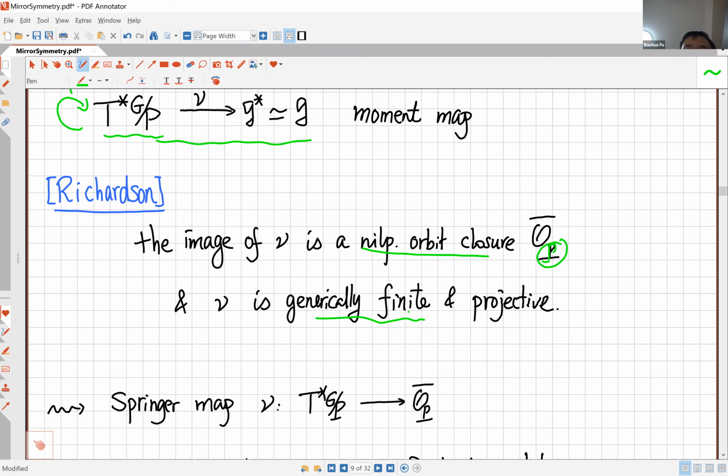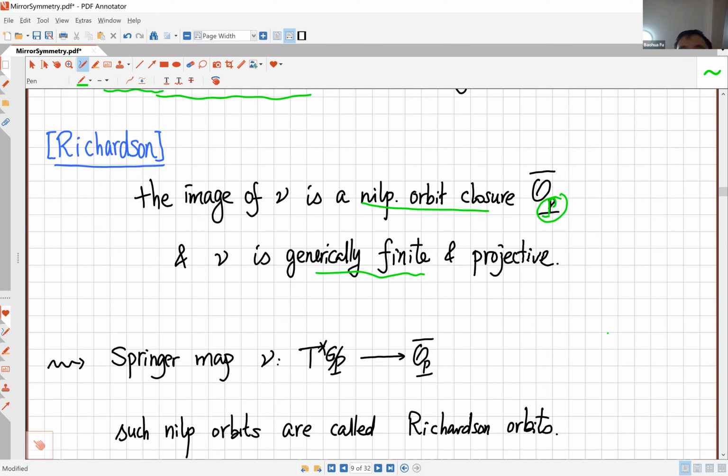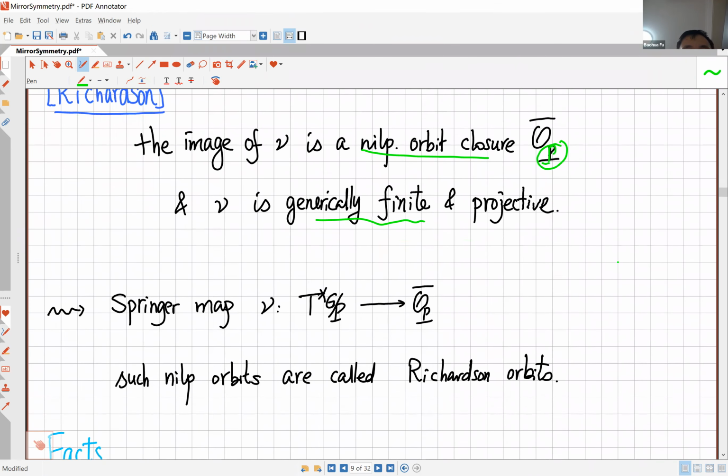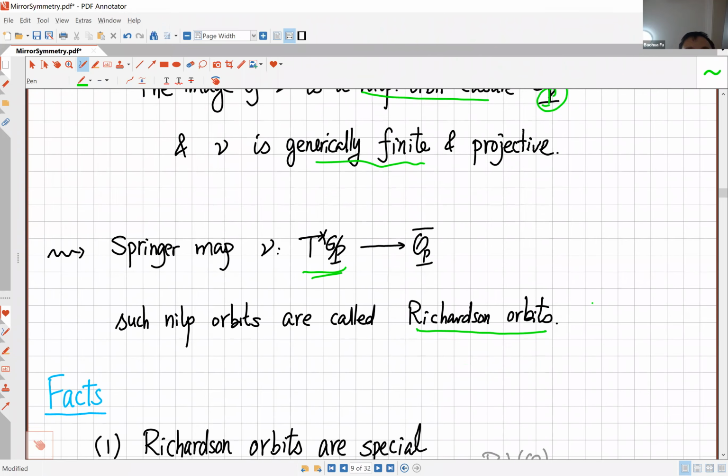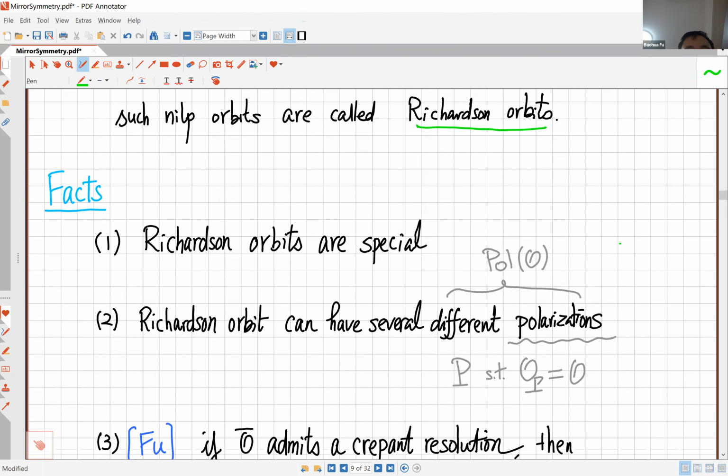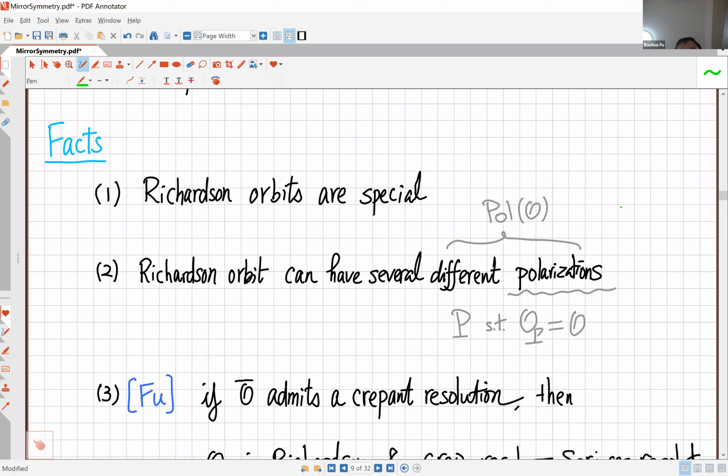In particular, this will produce some finite cover by taking a Stein factorization. Such orbits are called Richardson orbits. These orbits are the image of the moment map of the cotangent bundle of some flag variety. There are some facts: for example, Richardson orbits are special, and we are only working with special orbits, so this is a good choice.